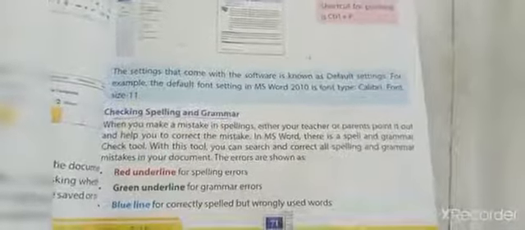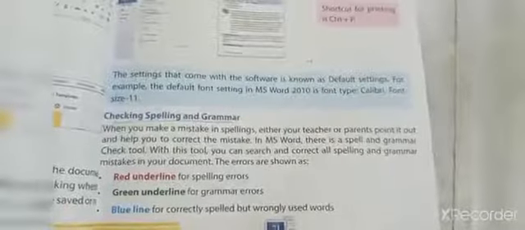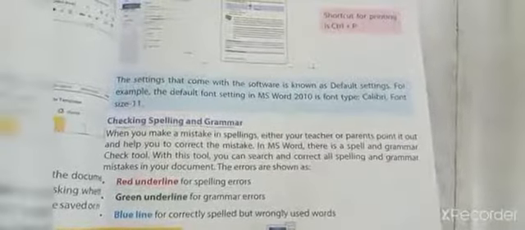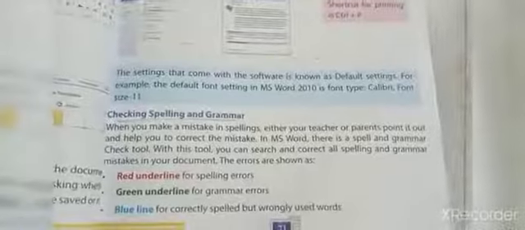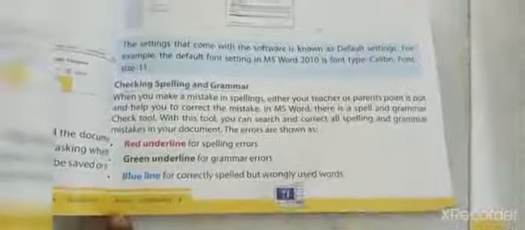The next topic is checking spelling and grammar. In MS Word, there is a spelling and grammar check tool. By using this, you can correct all the spelling and grammar mistakes in your document. See how we can correct it.